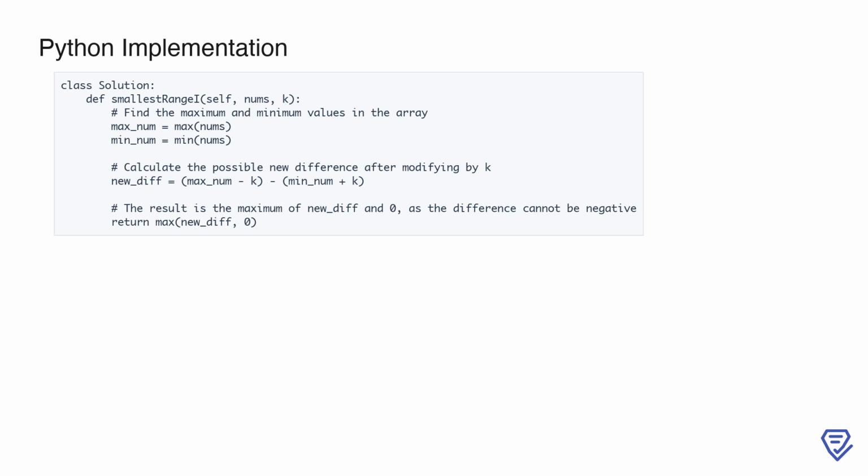Since the range cannot be negative, the code ensures the result is non-negative by taking the maximum of the calculated difference, new_diff, and 0. This ensures that if the difference becomes negative, e.g., when the adjustments make all elements equal, the result is clamped to 0. The solution is efficient with a time complexity of O(n), where n is the length of the input array nums, because finding the maximum and minimum values in an array requires a single pass. The space complexity is O(1), as no additional data structures are used. This implementation is concise, handles all edge cases, e.g., when the array has only one element or when k is very large, and adheres to the problem constraints.